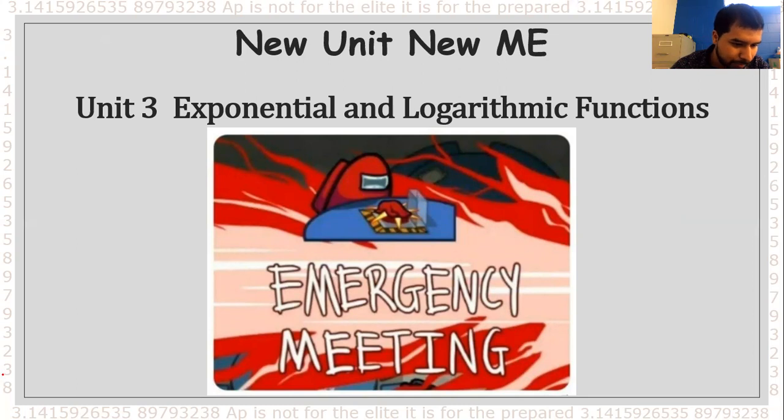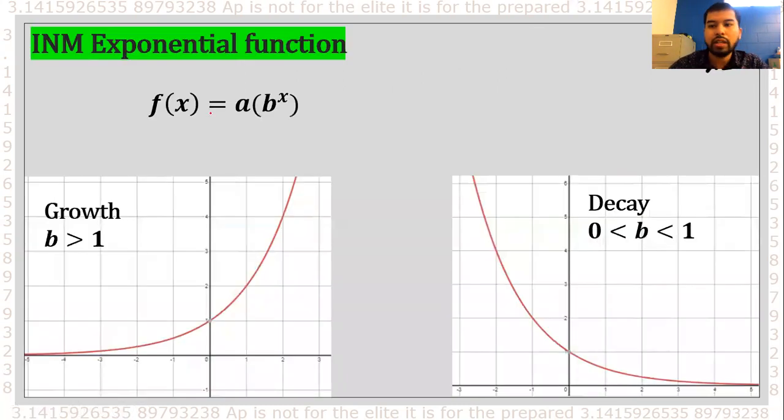All right, let's begin. There are 2 types of exponential functions, and we can categorize them as exponential growth and exponential decay. The parent function will look like this: a constant times a base that's raised to an exponent. Go ahead and pause the video and write these notes.